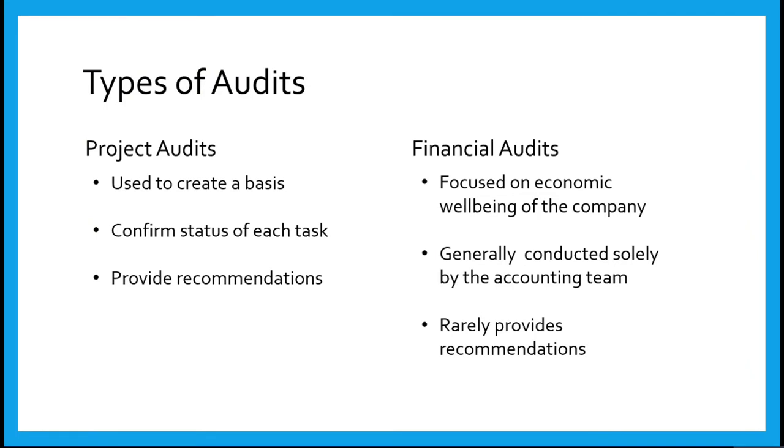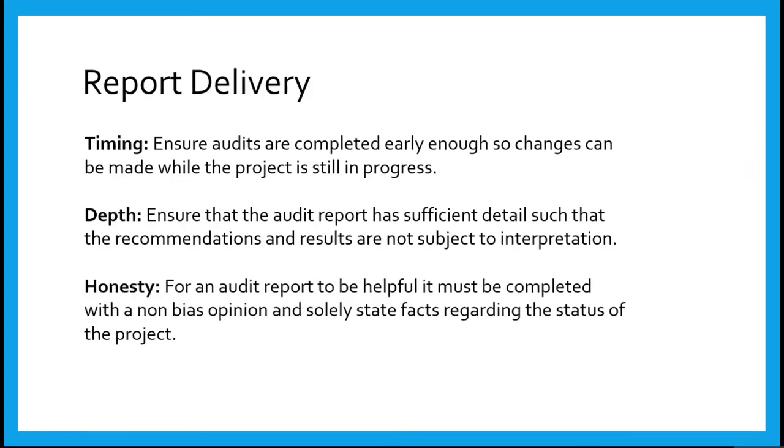Audits can be divided into two primary areas consisting of financial and project audits. Financial audits focus on the economic well-being of a company, often do not provide recommendations, and are generally conducted solely by the accounting team. Project audits are used to create a baseline and confirm the status of each task as well as provide recommendations moving forward. Even though the audit report may contain all six metrics as stated above, the delivery of the report is just as important.